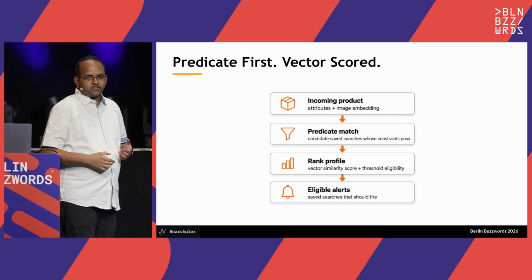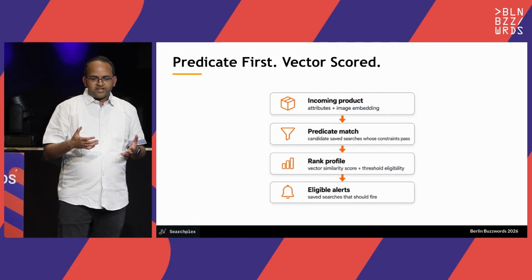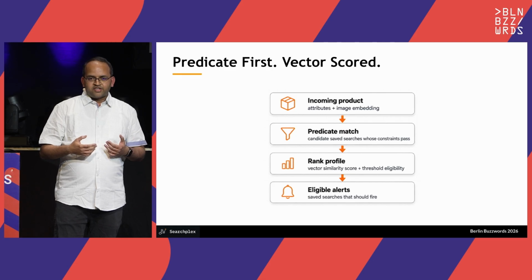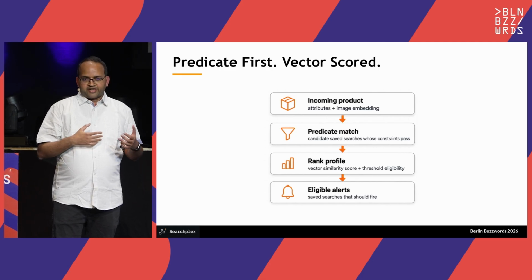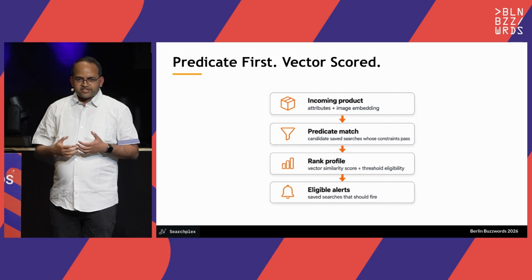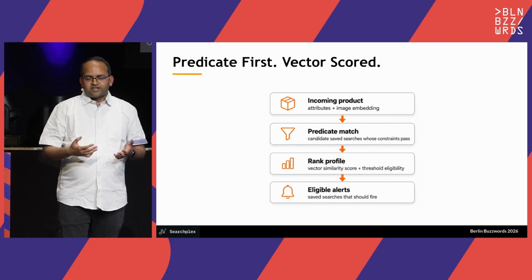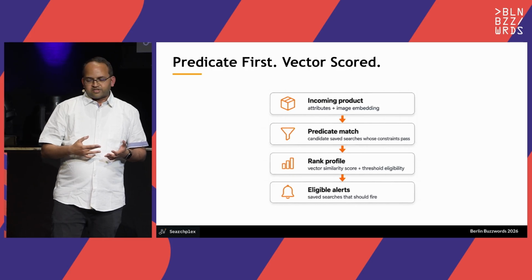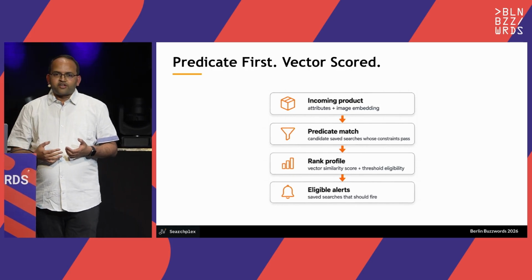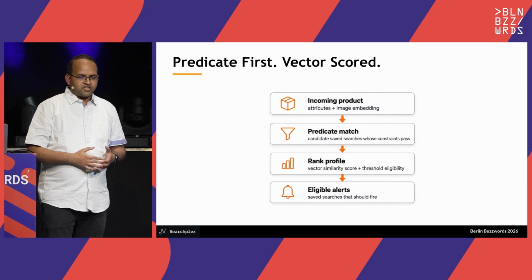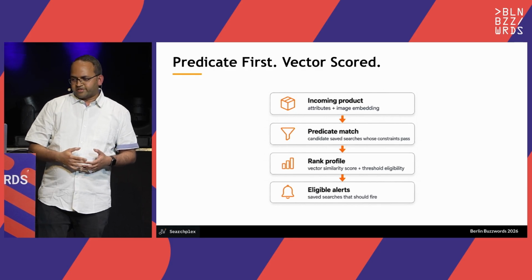So what does the solution look like? Broadly speaking, you have incoming products, and then you do the predicate matching, which is the Boolean constraints matching. On the third level, you do the ranking for vector similarity scoring. In the end, you have the clean set of alerts which you want to process.